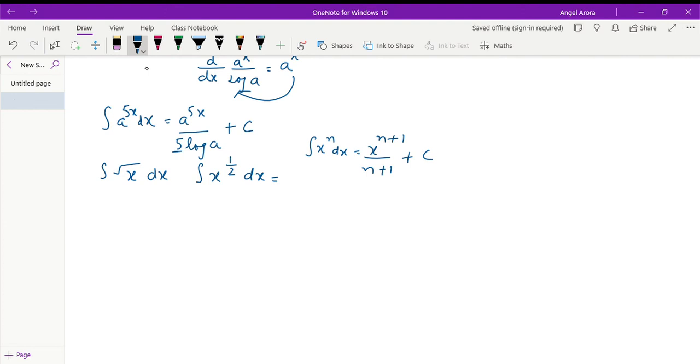So following the same rule, we can write it as x^(1/2 + 1) upon 1/2 + 1 plus c. So it will be x^(3/2) upon 3/2 plus c. Taking 2 to the upper side of the fraction, we can write it as 2x^(3/2) upon 3 plus c.